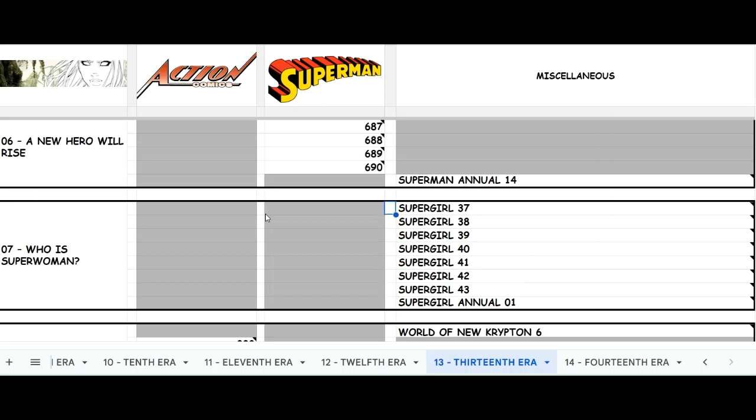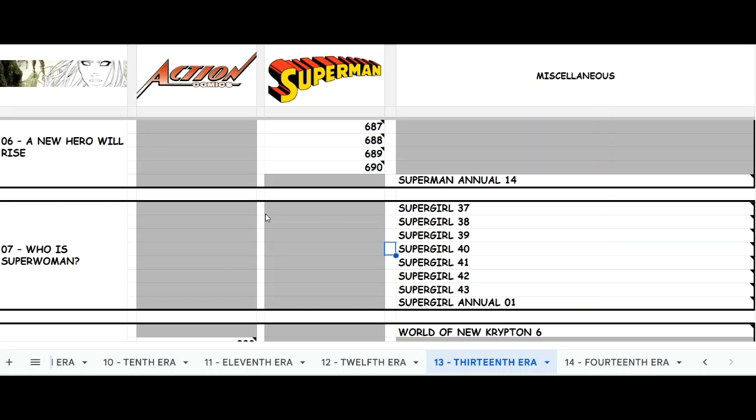In terms of branding, Supergirl 37 has got Faces of Evil Superwoman branding on it. Again, we've seen these Faces of Evil branding before. Supergirl 38 has branding saying Origins and Omens and has a backup story for Origins and Omens. Supergirl 39 has no branding.